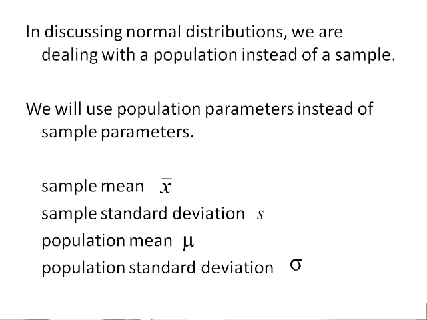Now, in discussing normal distributions, we're dealing with a population instead of a sample, so we will need to change our notation. We used X bar for sample mean before, but now we're going to use the Greek letter mu to represent population mean. The sample standard deviation before was referred to as S, but now that we're switching to population standard deviation, we will use the Greek letter sigma.